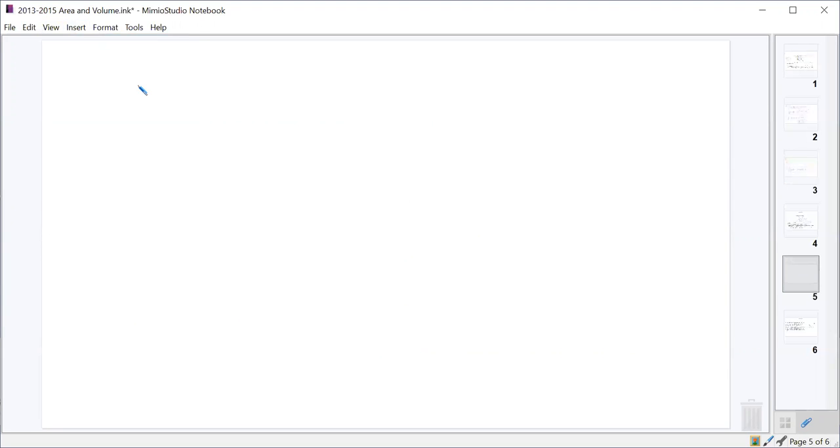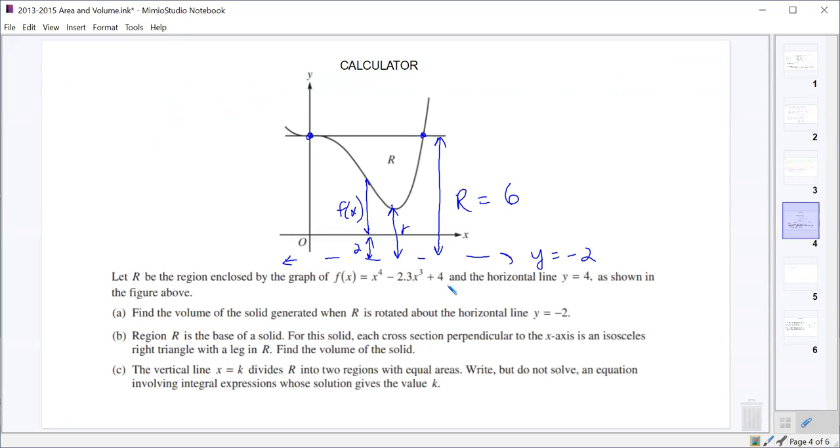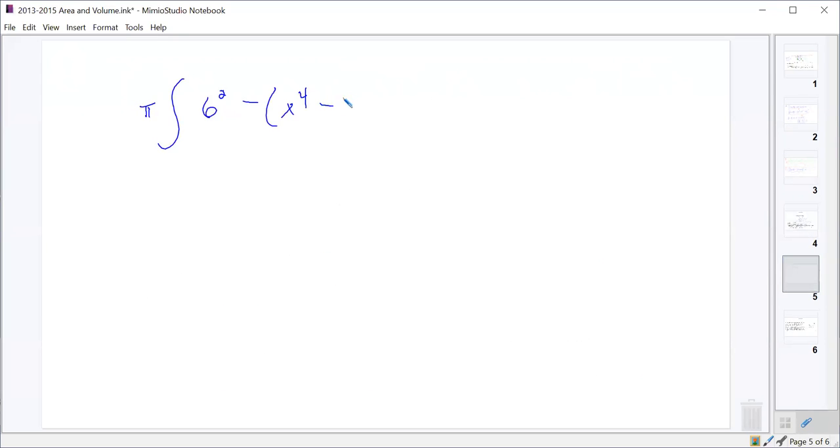So we should end up with an integral. That should be pi times the integral of 6 squared, or 36, minus our f of x function, x to the 4th, some sort of quartic, I mean 4th degree, minus 2.3x cubed plus 4, plus 2 squared dx.